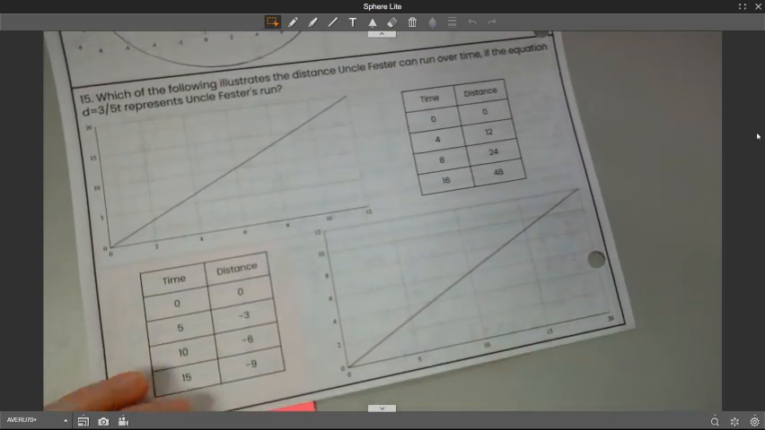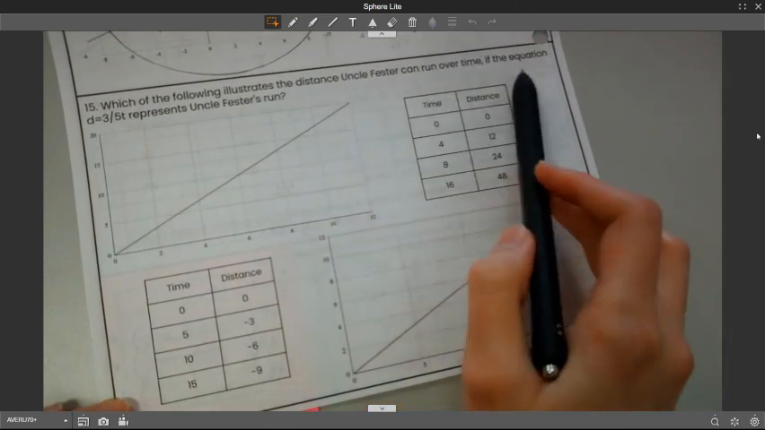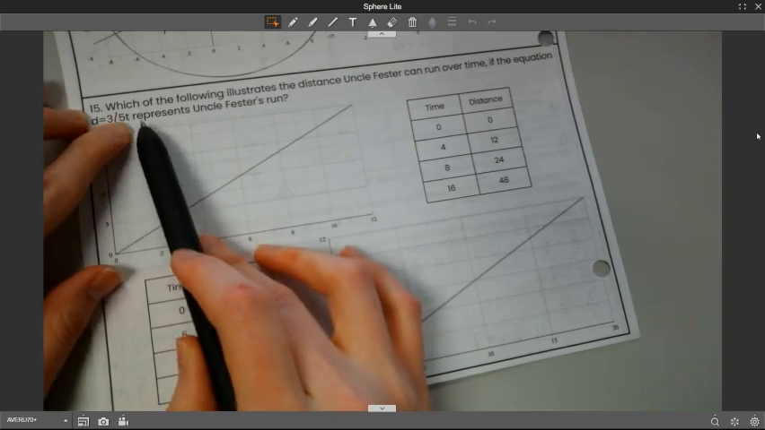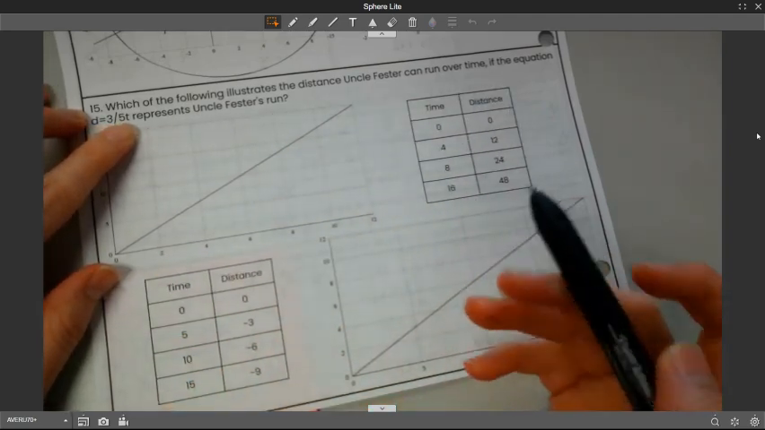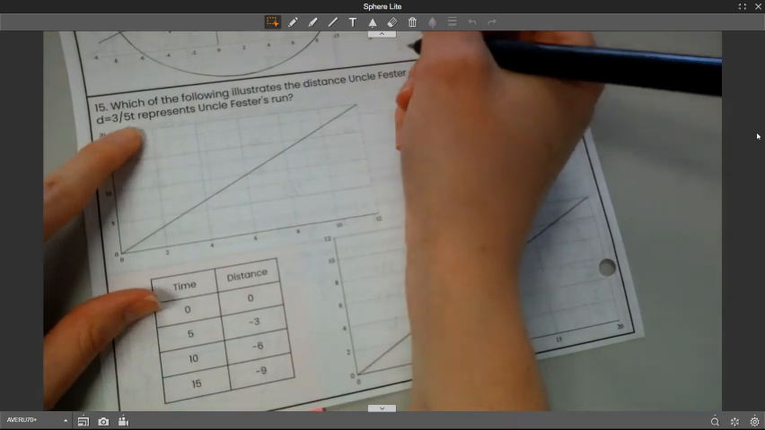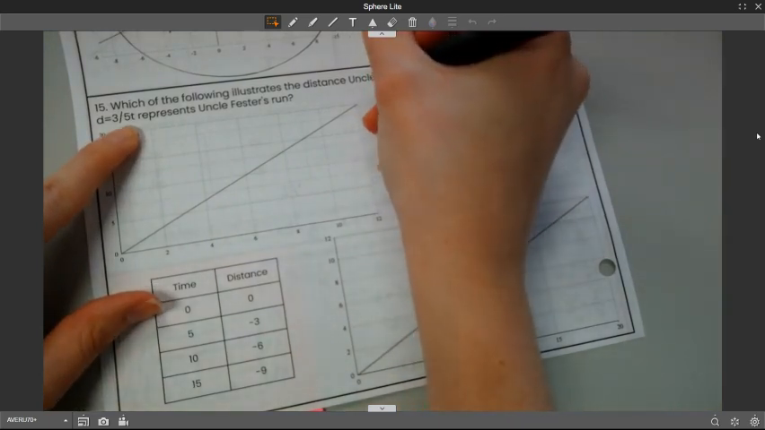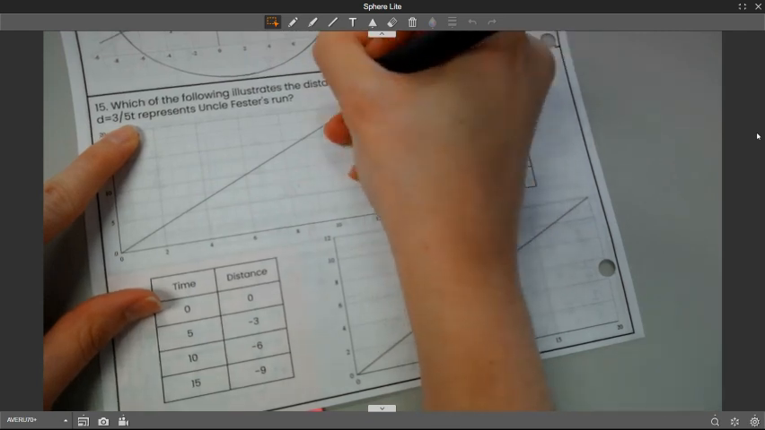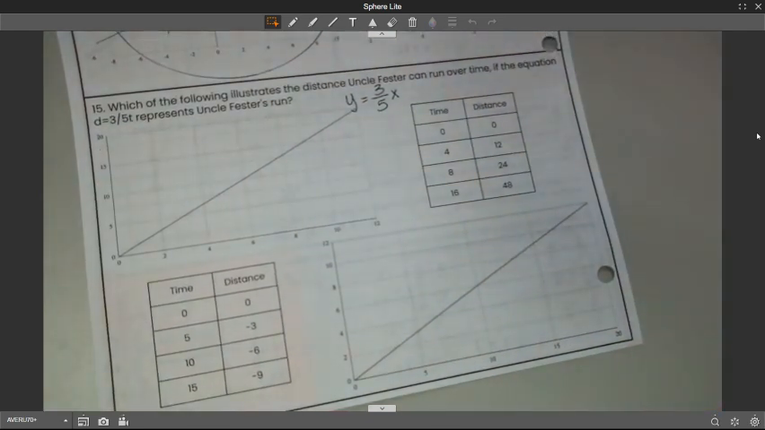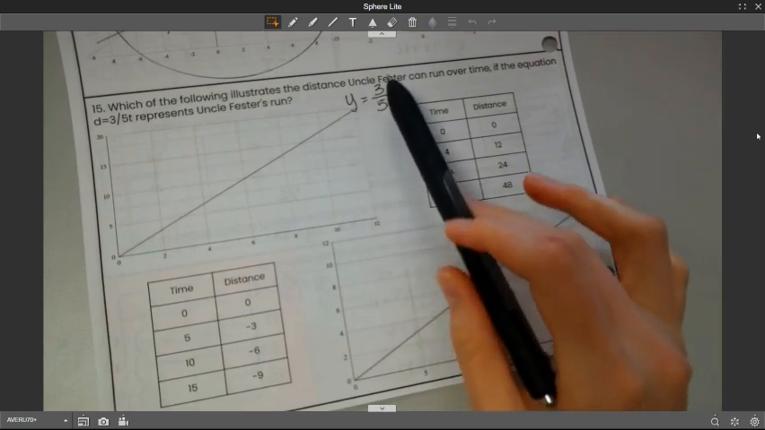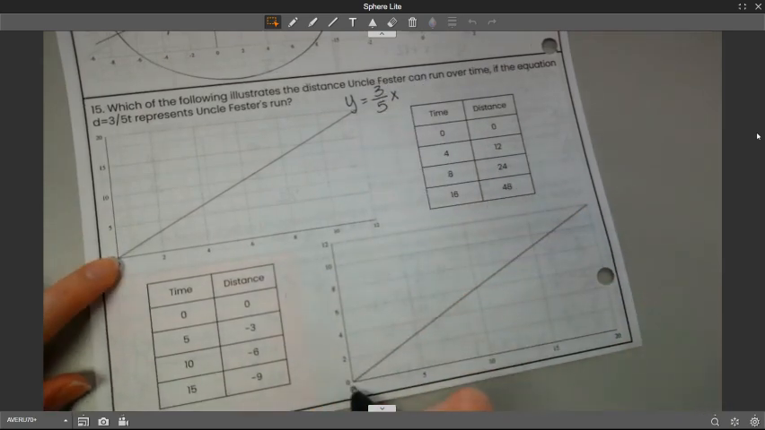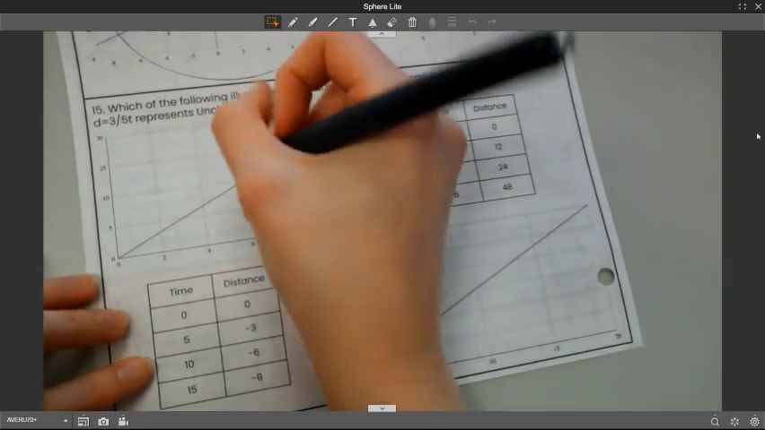15, which of the following illustrates the distance Uncle Fester can run over time if the equation D is equal to 3/5 T represents Uncle Fester's run? So distance and time, we said time is always independent, so time is always X. So this is really like 3/5 X is equal to Y. So I'm looking for a proportional relationship where our constant of proportionality is 3 over 5. So here goes through the origin, both of them. So now I just need to check.